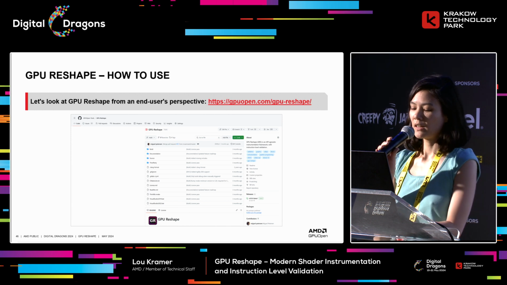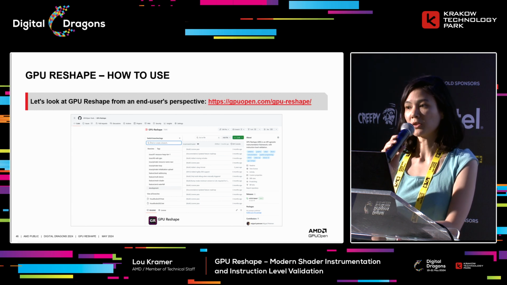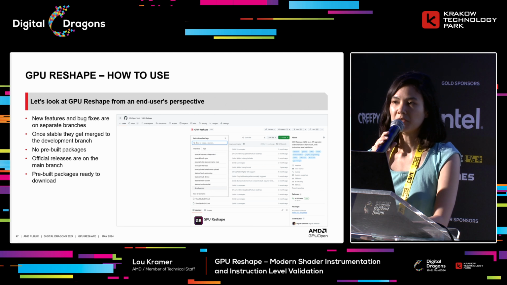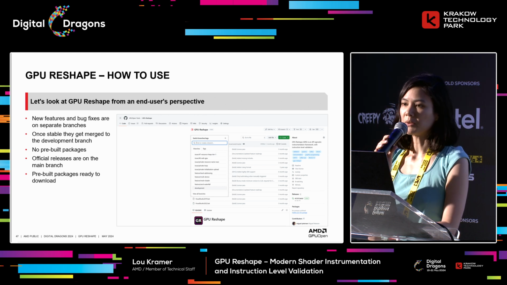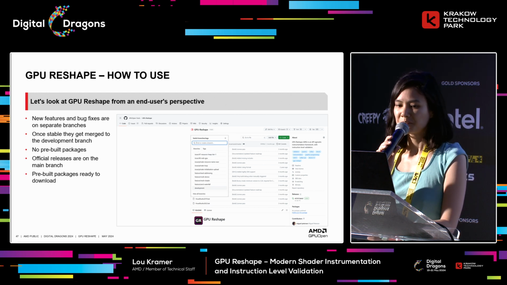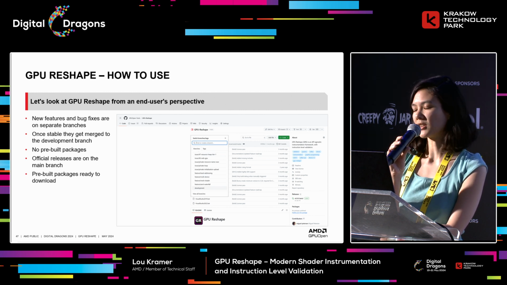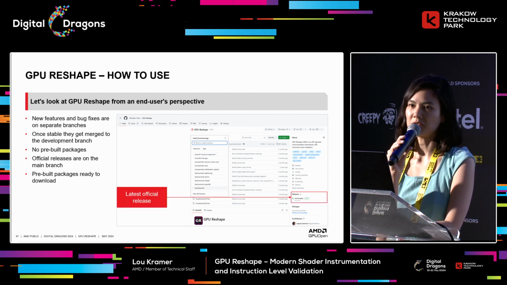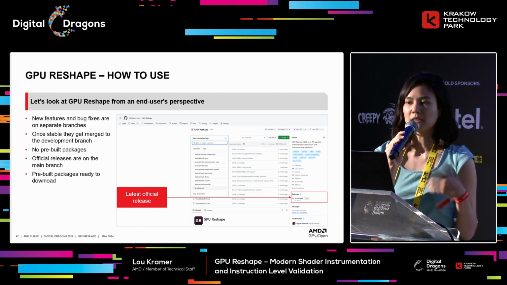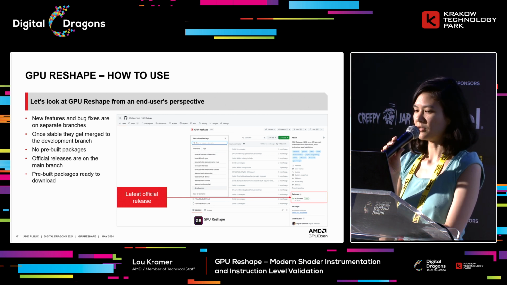It's all open source. And you will also notice that there are a lot of different branches, actually, because development is happening in open source. And the structure is that new features and bug fixes are developed on separate branches, and once they're stable, they're merged into the development branch. These branches don't have pre-built packages. Pre-built packages only exist for official releases, which are on the main branch. And these are just ready to download. And here you also find the link to the latest official release. If you want to get a more recent version of GPU Reshape, for example, from the development branch, you have to build it yourself.